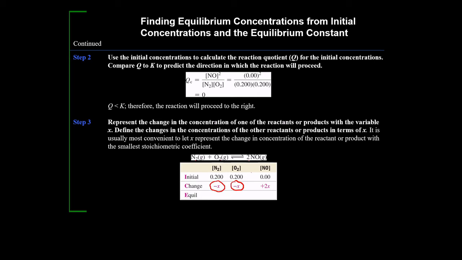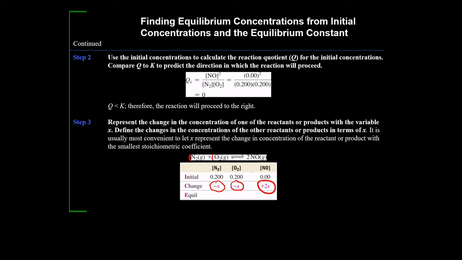And again, because of the stoichiometry, we have 1s in front of both of these and a 2 here. And so we're going to see a 2x increase in the NO as a change here. So again, we have no idea what any of those x values are, but we do know how they're related. So even though we don't know what the actual numerical value is, we can describe all 3 of these with only a single unknown. And that's really important.